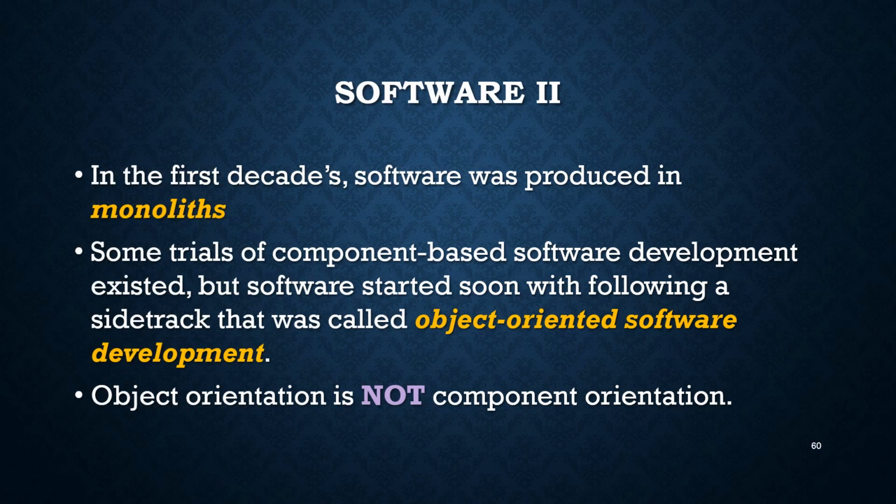In the first decades, software was produced in monoliths. Some trials of component-based software development existed, but software soon started following a sidetrack that was called object-oriented software development. Object orientation is not component orientation.